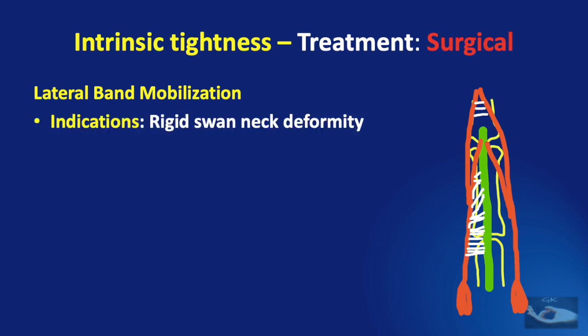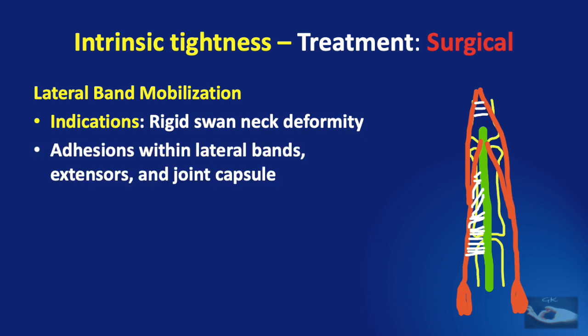There is a simpler procedure called lateral band mobilization. This is indicated in rigid swan neck deformity. Here, adhesions within the lateral bands with the extensors and the joint capsule are very common.